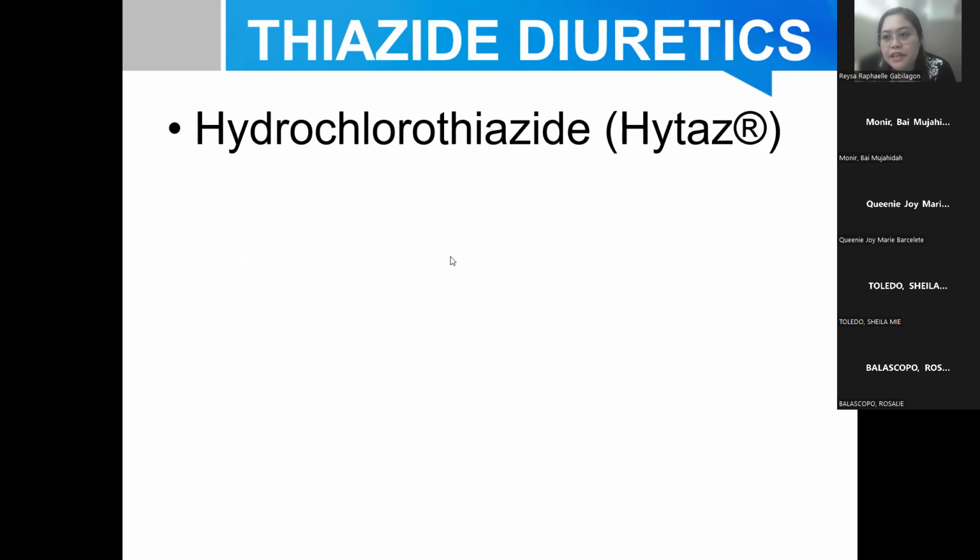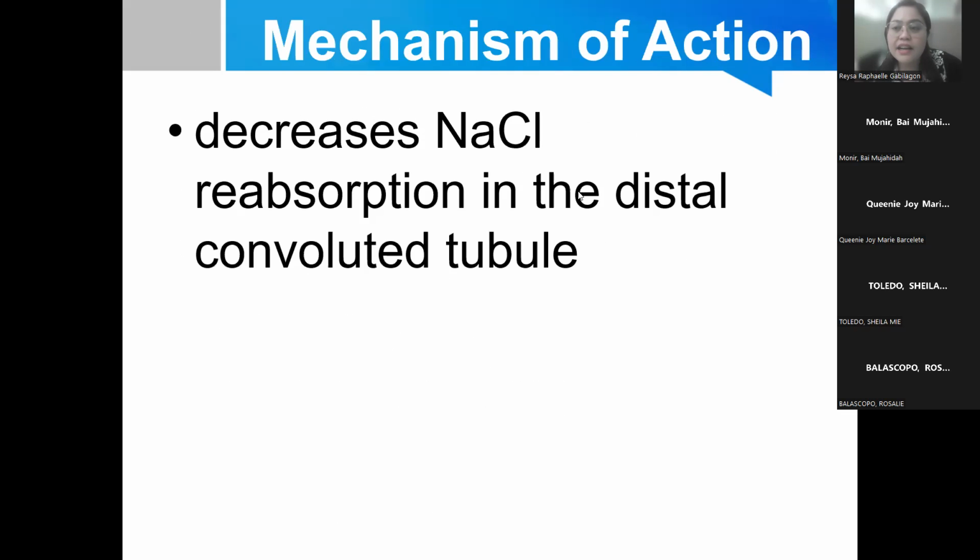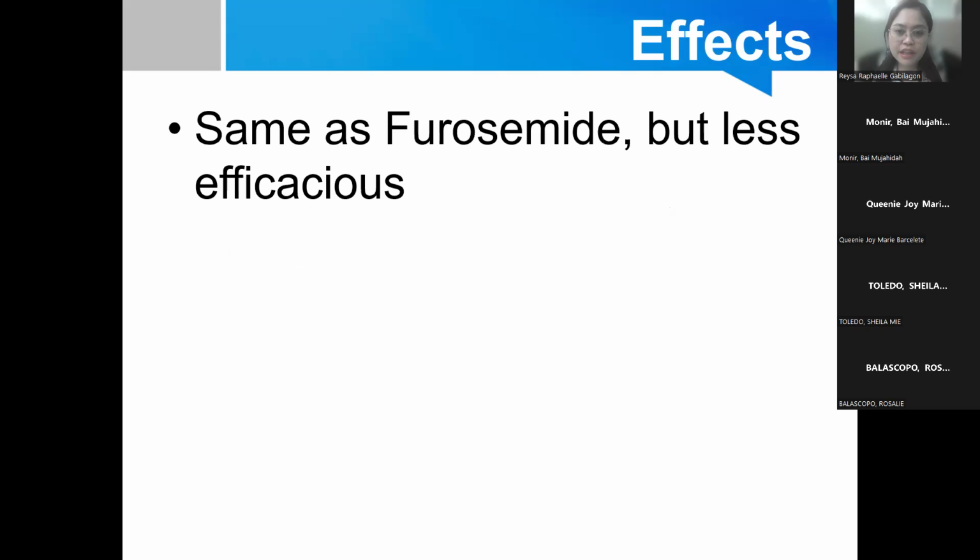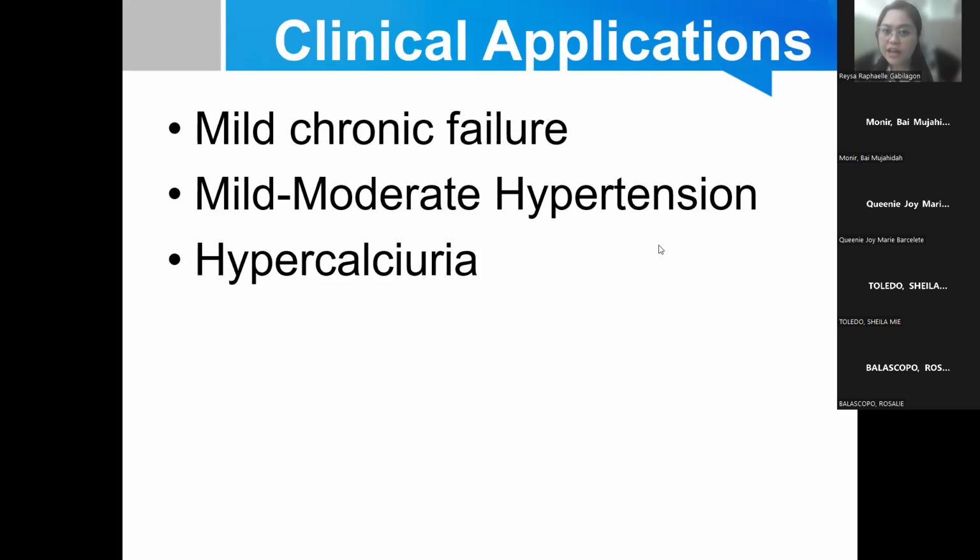And then we have thiazide diuretics. During our discussion with the diuretics, marami sila, di ba? But the most common kasi na ginagamit na thiazide diuretic is the HCTZ. So we have the HCTZ here. Another, dapat tandaan, sa part ng nephron siya nag-act, it's on the distal convoluted tubule. The effect will be the same with that of the loop diuretics, especially furosemide, pero this is just less efficacious. Less efficacious siya since magkaiba sila ng parts sa nephron nag-a-act. Medyo konti lang yung nare-reabsorb in the distal convoluted tubule.